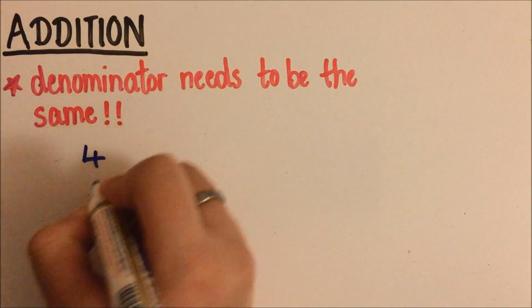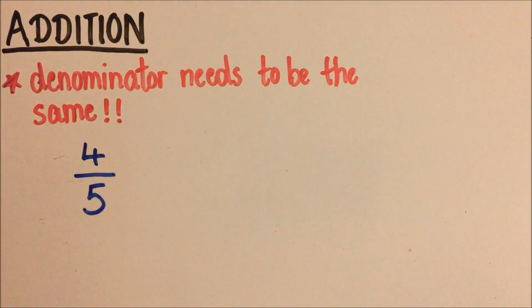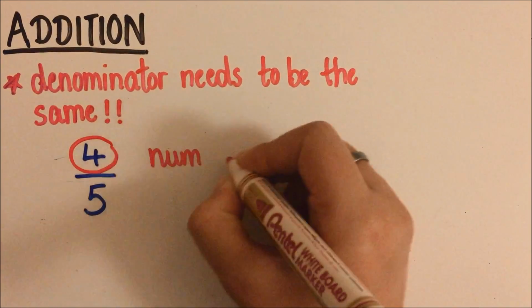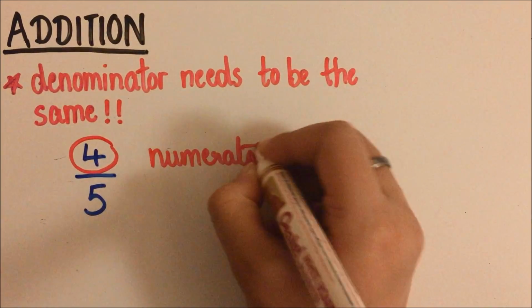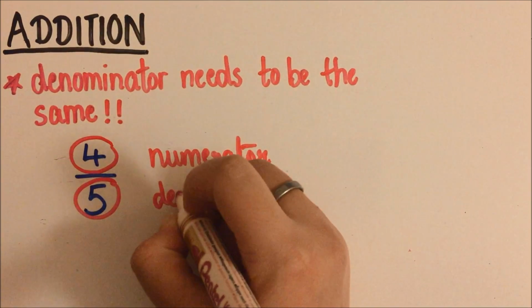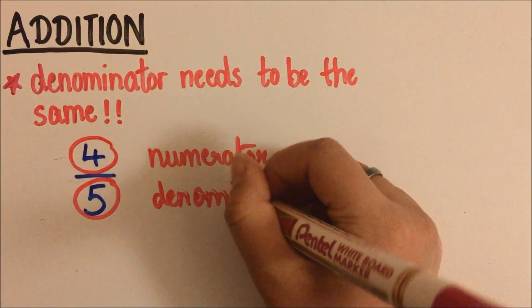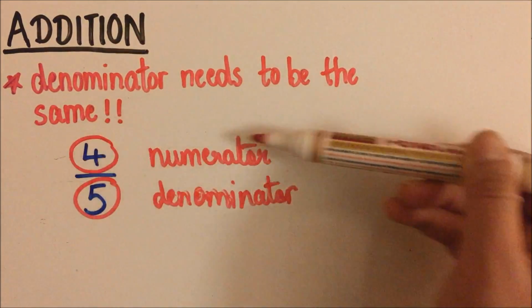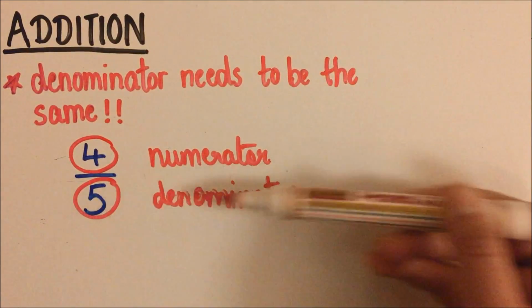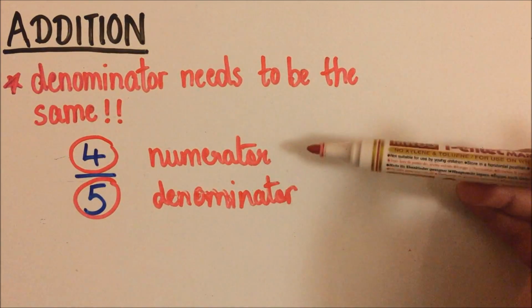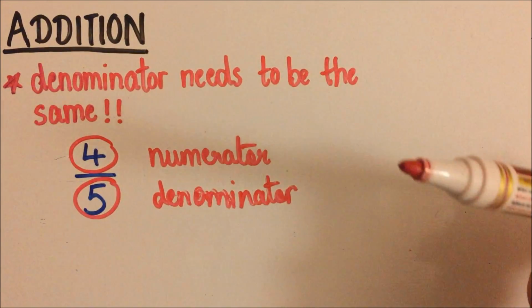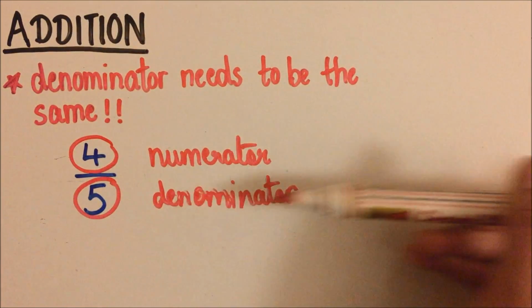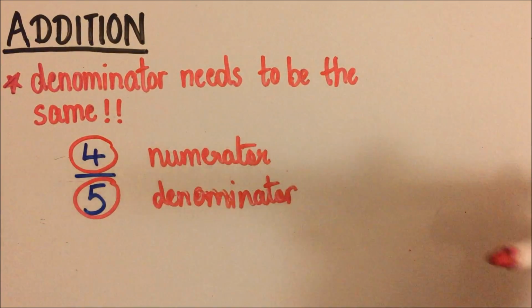So if you have a number 4/5, the top number is always your numerator, and it's the bottom number that is always the denominator. So whenever I refer to numerator, I mean the top number, and whenever I refer to denominator, I mean the bottom number. And I'll be using these two terms quite a lot in addition, subtraction, multiplication, and division. So make sure that you know which one's the numerator and which one's the denominator, otherwise you can easily get confused.